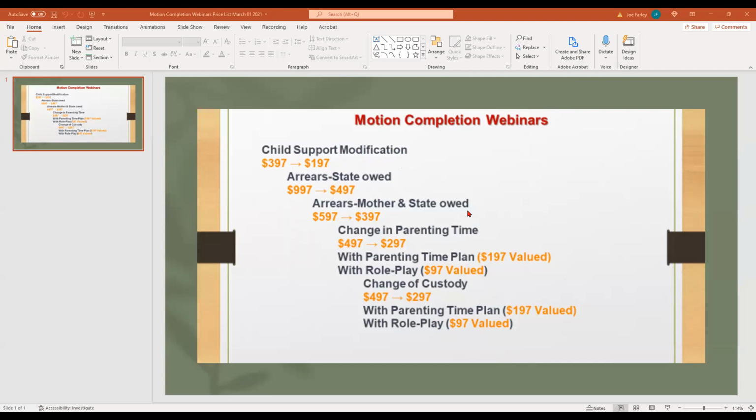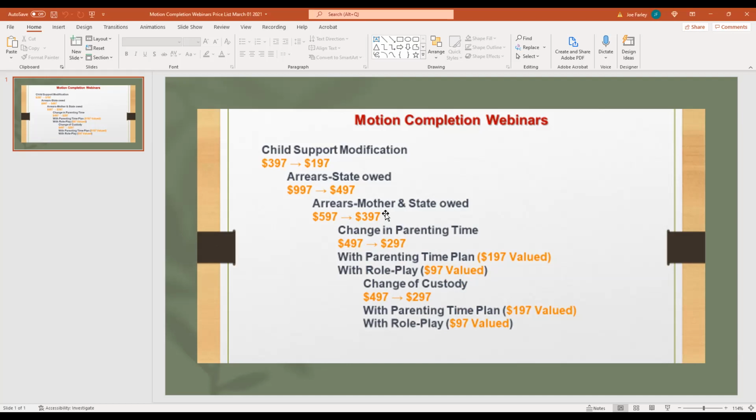If the arrears are owed to the mother, it is $597, but because you attended this, we give it to you for $397. If it's parenting time, it's $497 or $297, and it comes with a parenting time plan of action, but none of you fit that category. So the area that you do fit is the one for $397 for that motion.